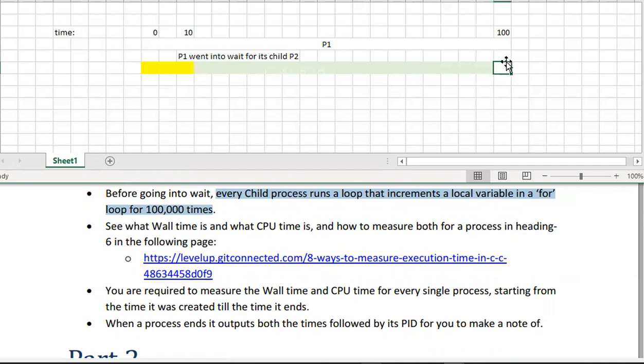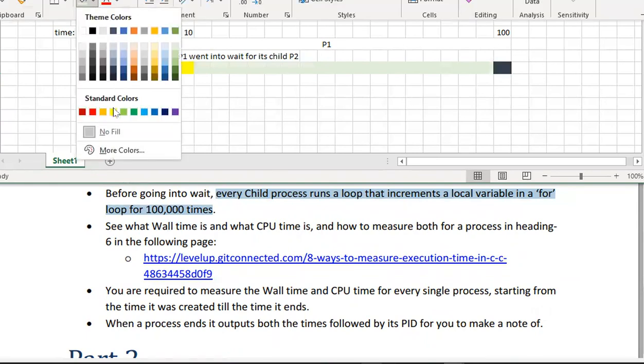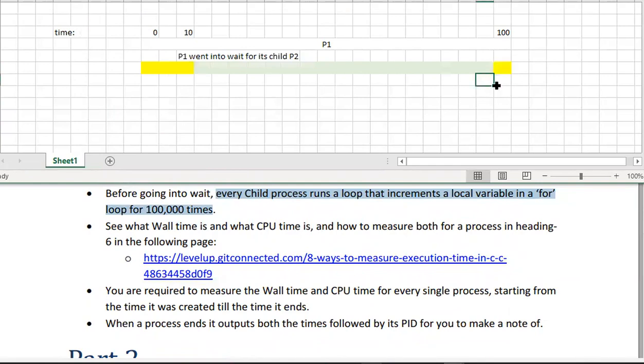For example, this is the last part, maybe the last 10 milliseconds, when P1 returns from waiting and executes something in its code. So this time plus this time will be the CPU time. You can find it out using system calls, and if you go to this website over here, you will find the method for how you can find out wall time and CPU time for a process.